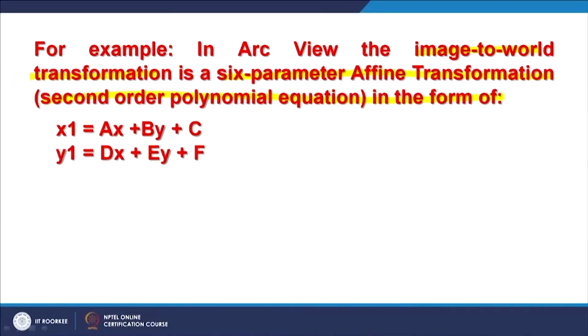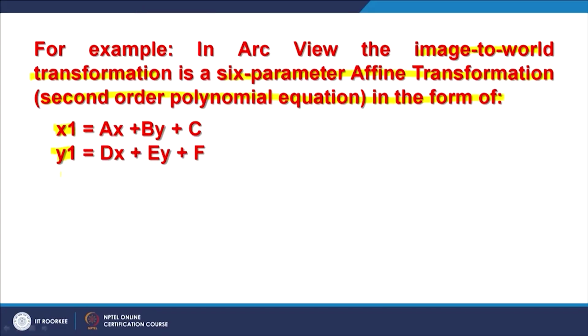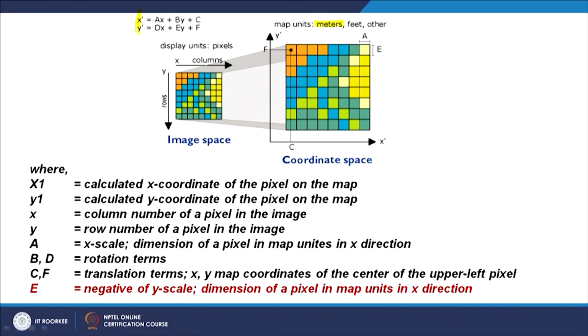So, how will a second order polynomial look? We are trying to determine the new location for pixels: x dash equals ax plus by plus c, and y dash equals dx plus ey plus f. In the same equation, instead of x1 y1, it is x dash y dash that is given, and our coordinate system may be in meters or in geographic coordinates, it does not matter. With these equations we calculate the x coordinate of the pixel on the map and also the y coordinate of the pixel on the map.